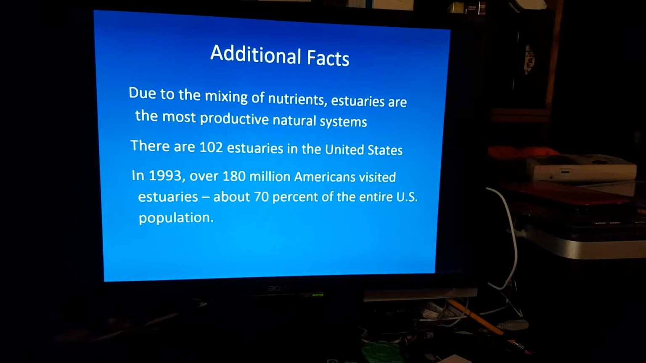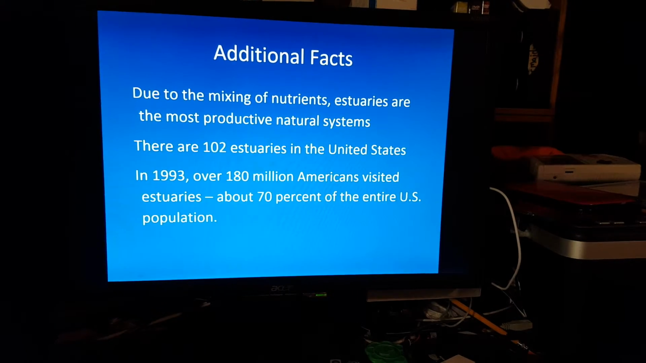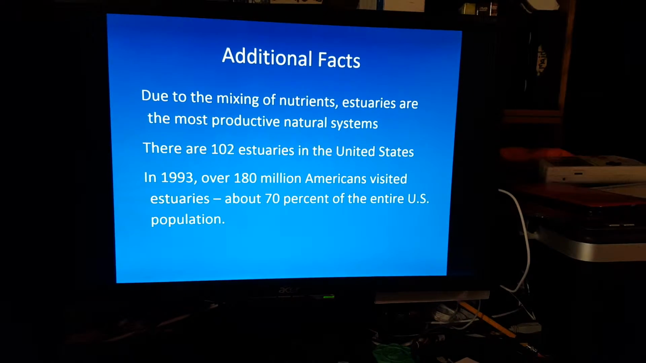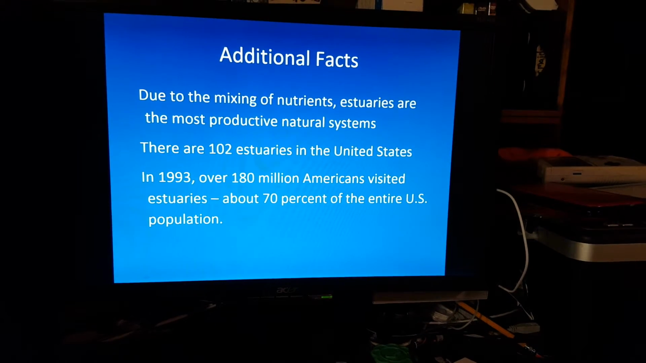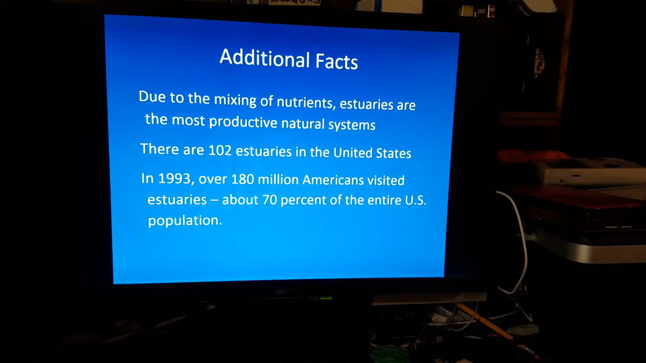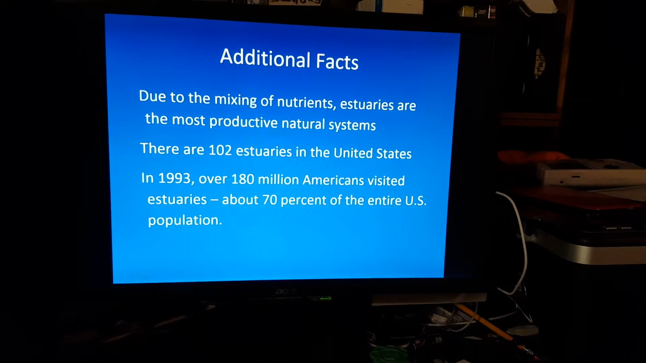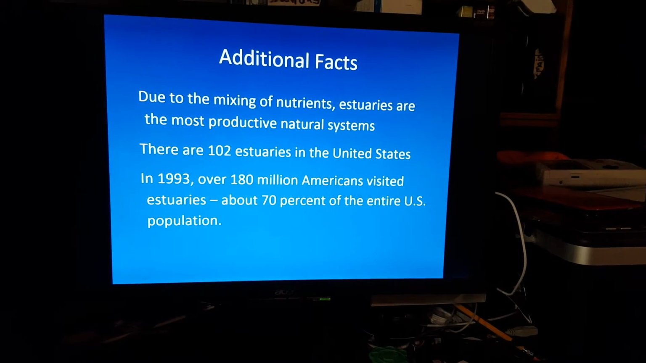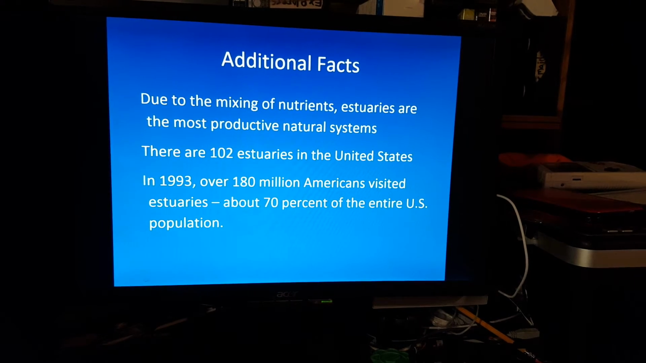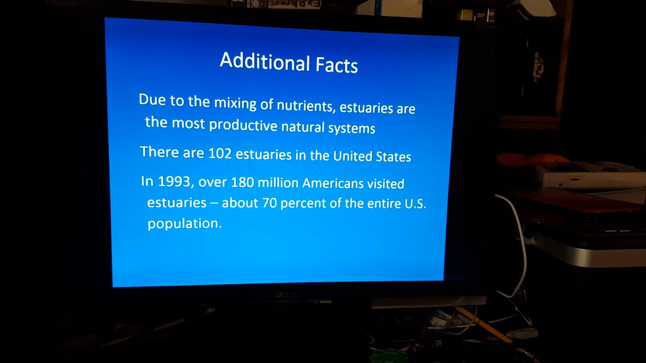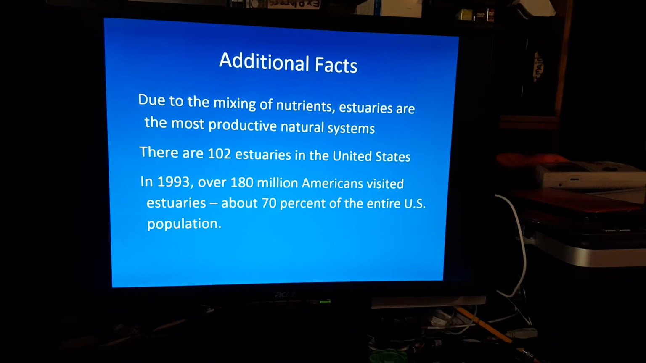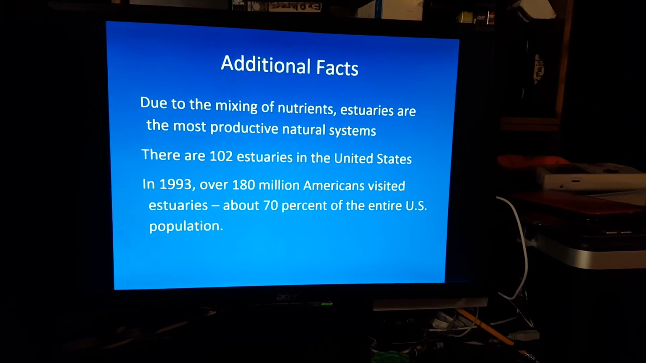In 1993, over 180 million Americans visited estuaries. That's about 70% of the entire U.S. population. 17 million people live on the Chesapeake area alone. Over half of the U.S. population lives in coastal areas, including along the shores of estuaries. Estuaries also provide 28 million jobs and generate more than $20 billion of income each year.